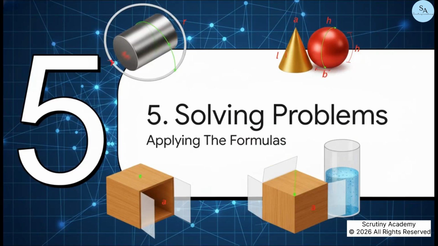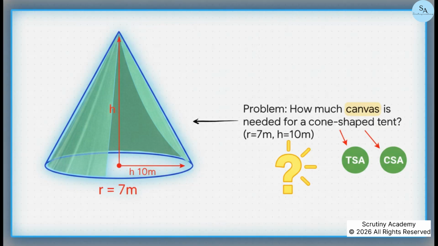Okay, theory is great, but let's put these formulas to the test with a real exam-style problem. This is where you see how everything really connects. So here's our challenge. We need to figure out how much canvas is required for a conical tent. We're told the radius of the base is 7 meters, and the straight-up height is 10 meters. So first question to you is, are we looking for surface area or volume? And if it's area, is it the total or just the curved part?